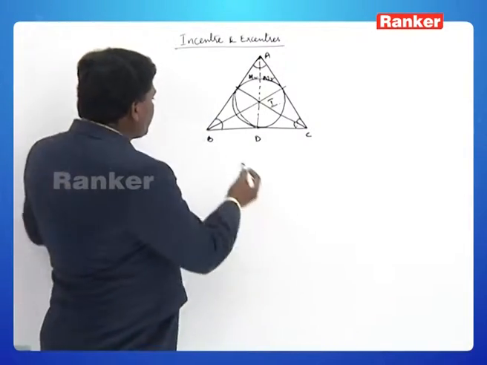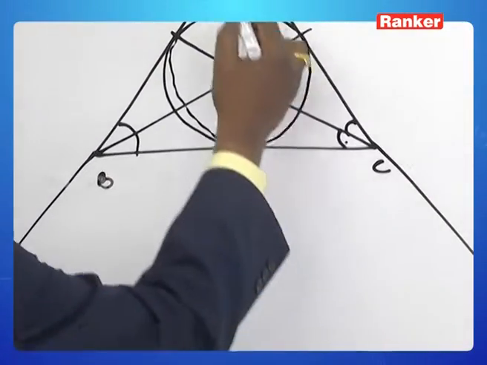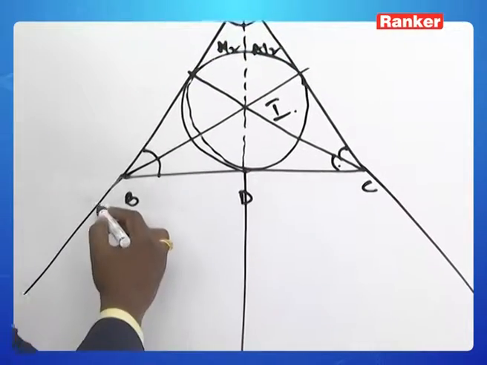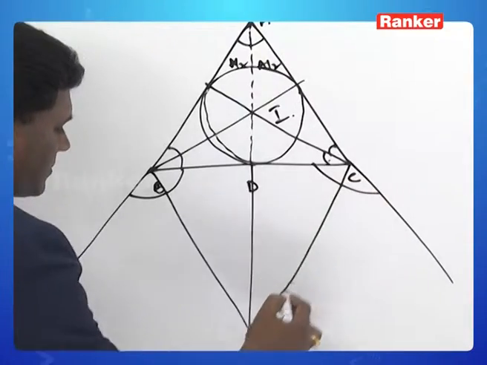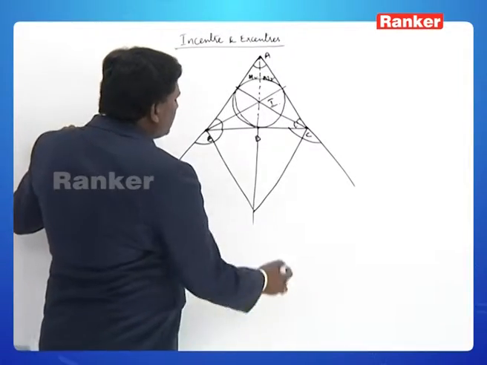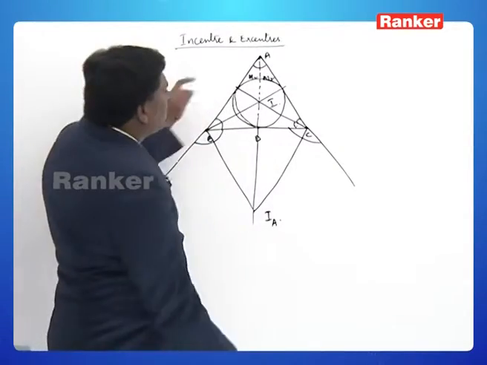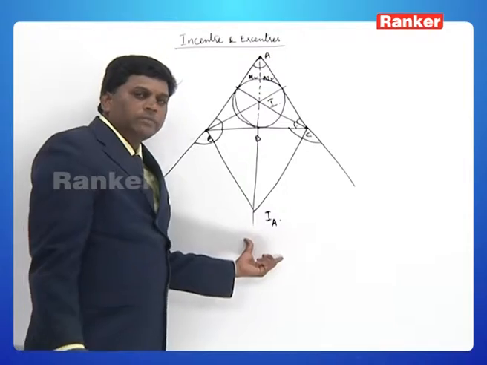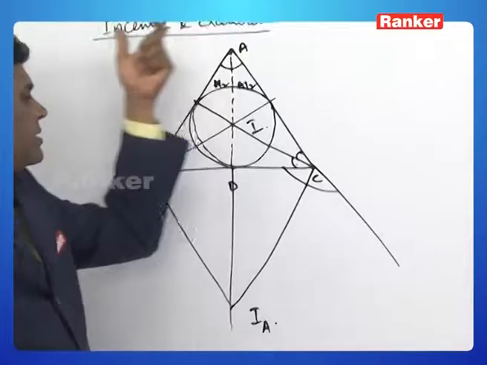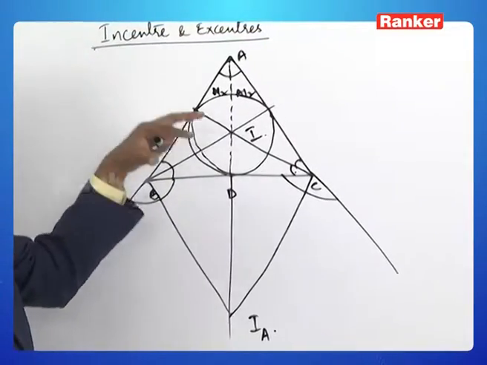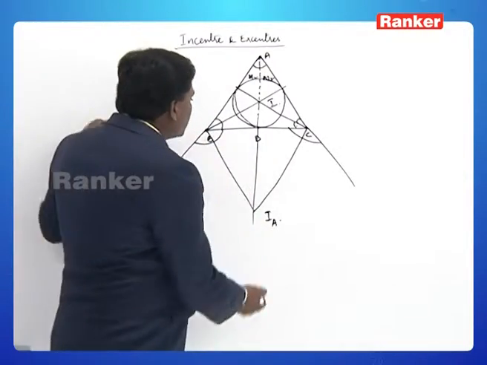In a similar way, if we take the internal bisector of A and the external bisectors of B as well as C, these three are also concurrent at a point which is called the excenter opposite to A. In a similar way we can define the excenter opposite to B and the excenter opposite to C. So, 4 concurrent points related to these angular bisectors we can define in this triangle.